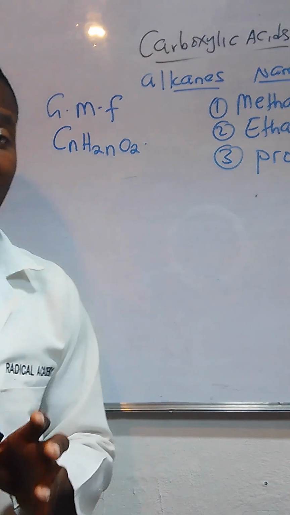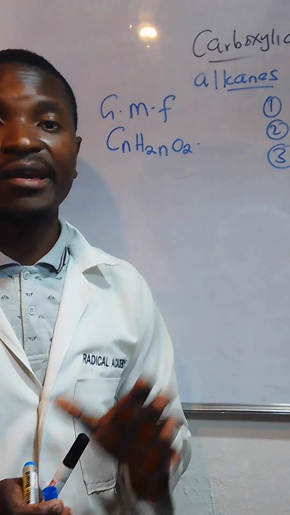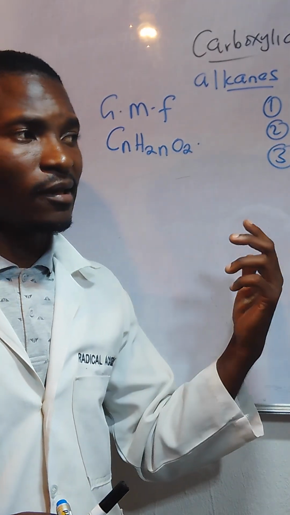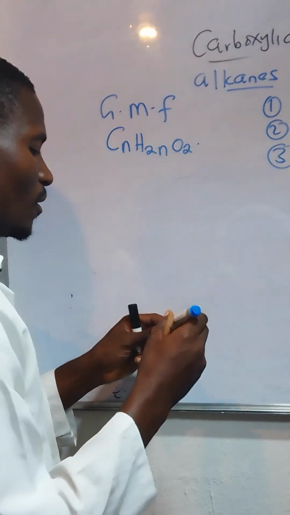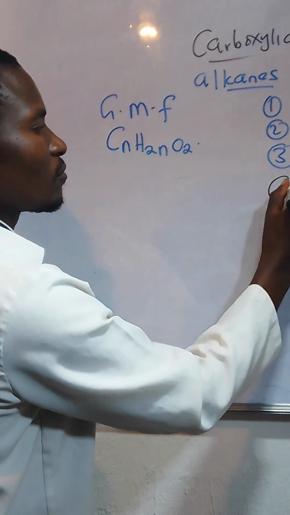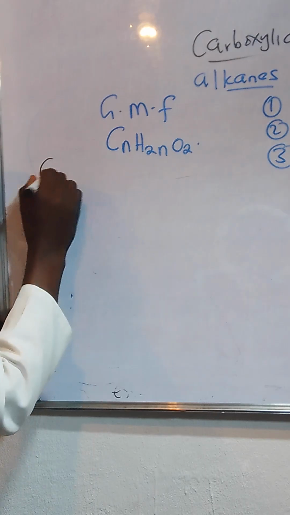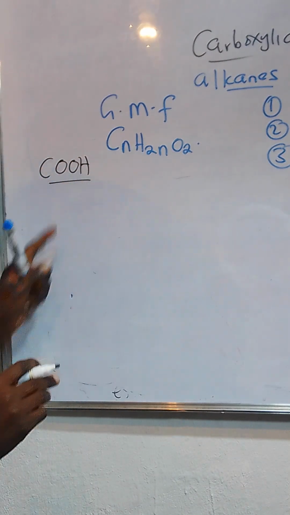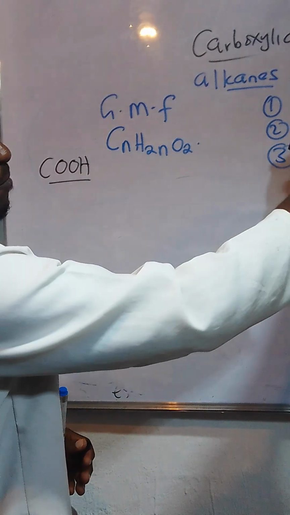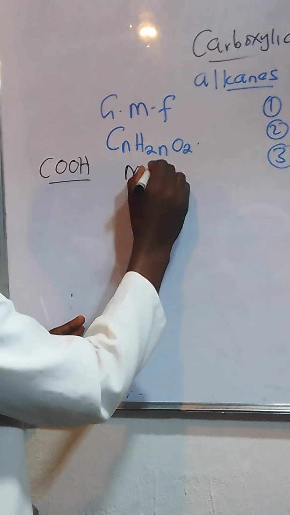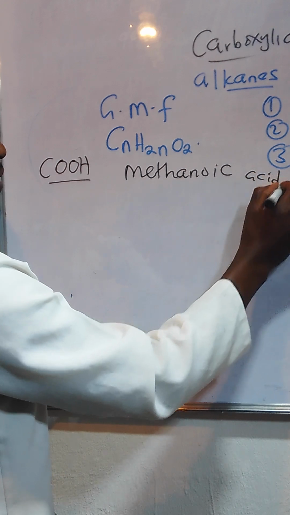You have to be very careful when it comes to this formula, because the atoms that come from the functional group, which is this one, are actually included in this. So we are going to see, if I'm talking about methanoic acid, methanoic acid.